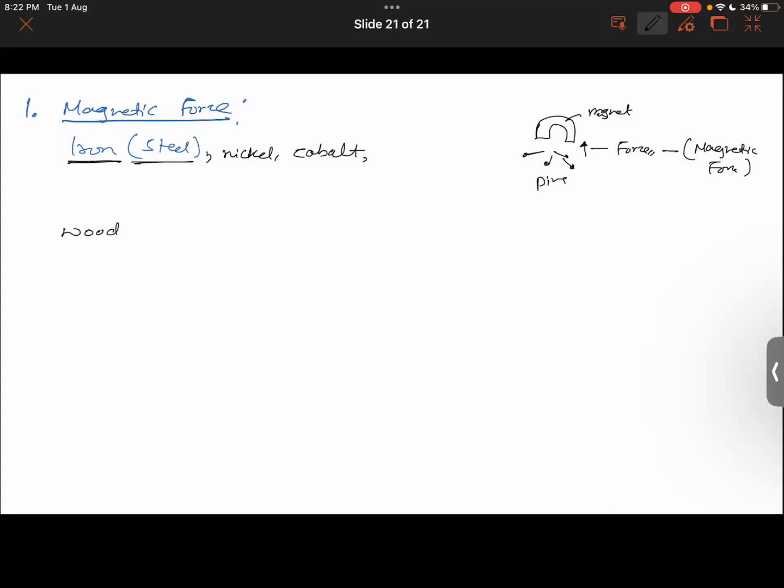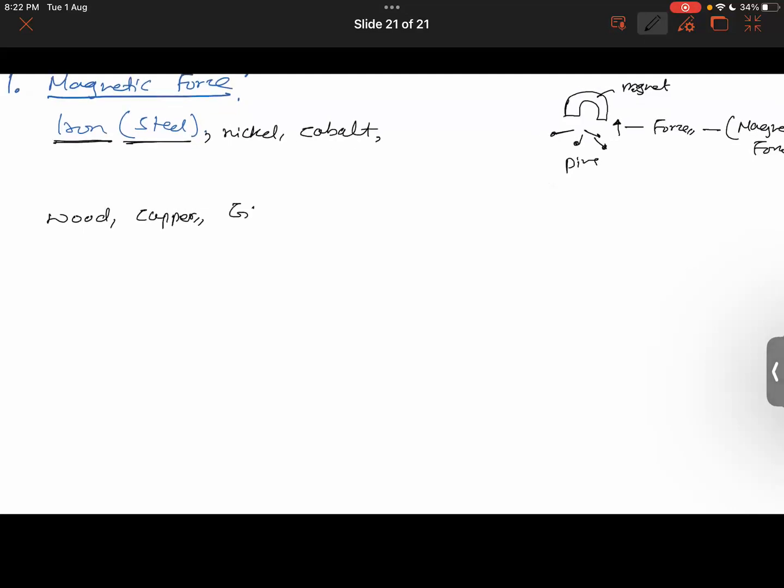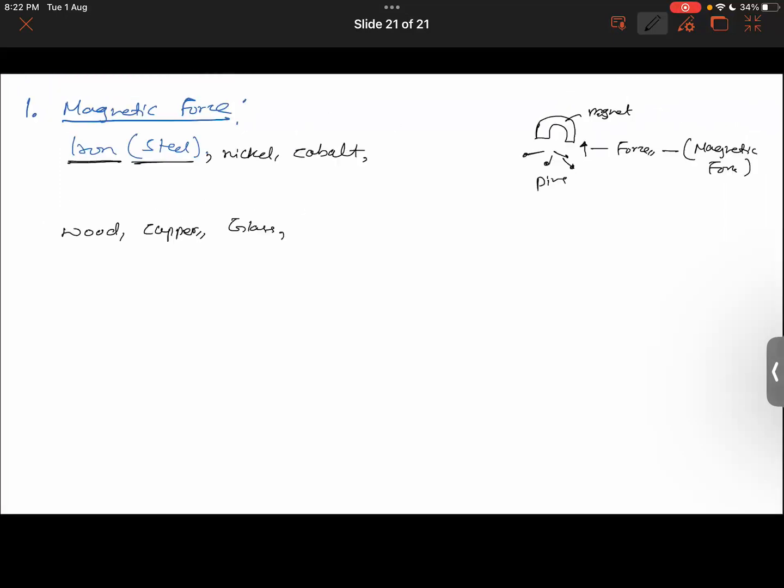Is copper also a substance which a magnet attracts? No, copper is not attracted by a magnet. Copper, wood, or a piece of glass, these substances are not attracted by a magnet. Getting it?